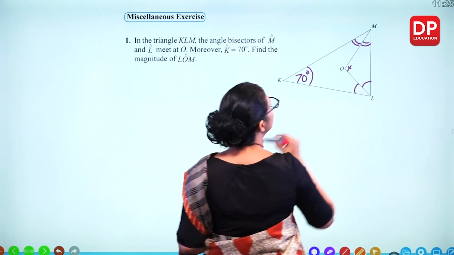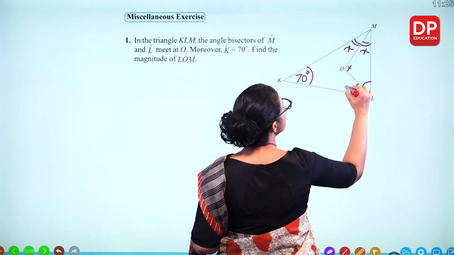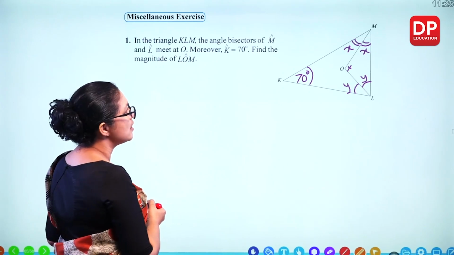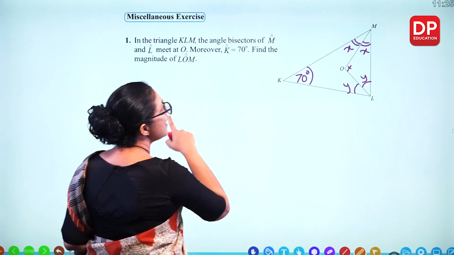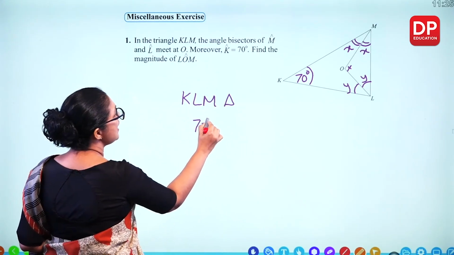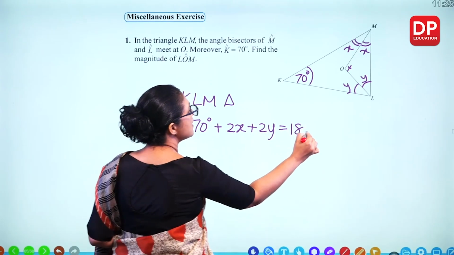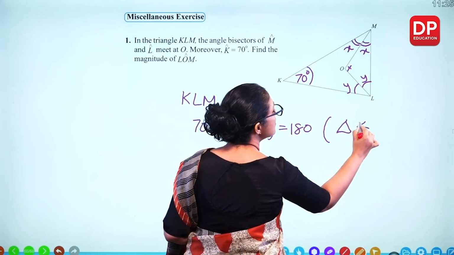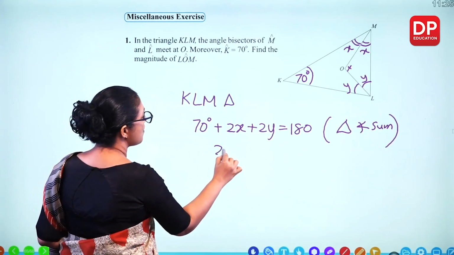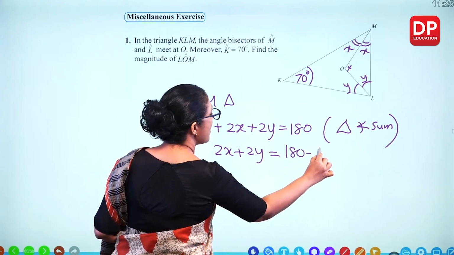LOM is this angle. So we'll put letters. This is X, this is X. This is Y, this is Y. So what can you say about triangle KLM? 70 plus 2x plus 2y is 180, angle sum of a triangle. So when you subtract 70 from both sides, you get 110.